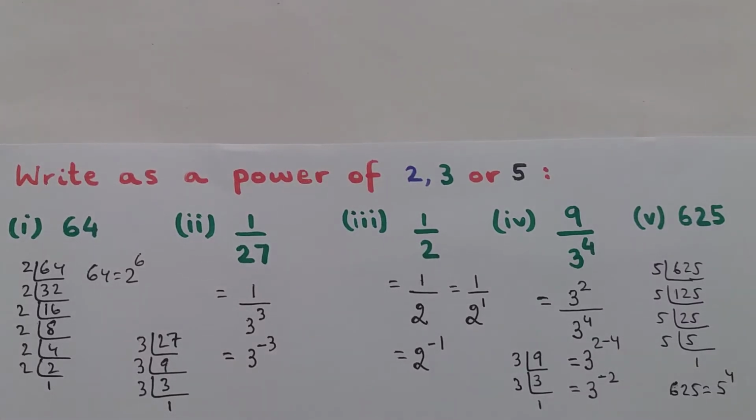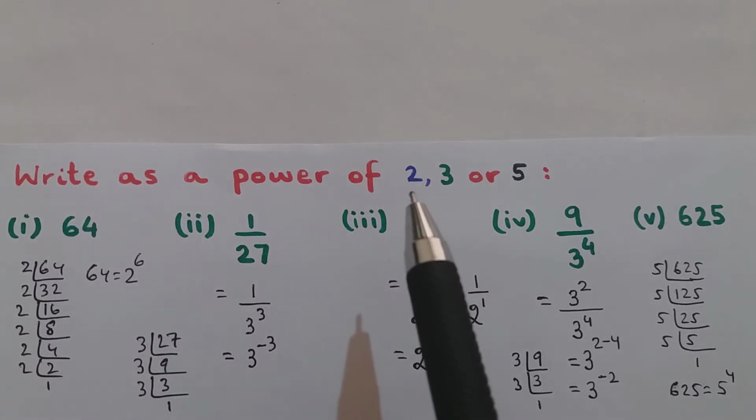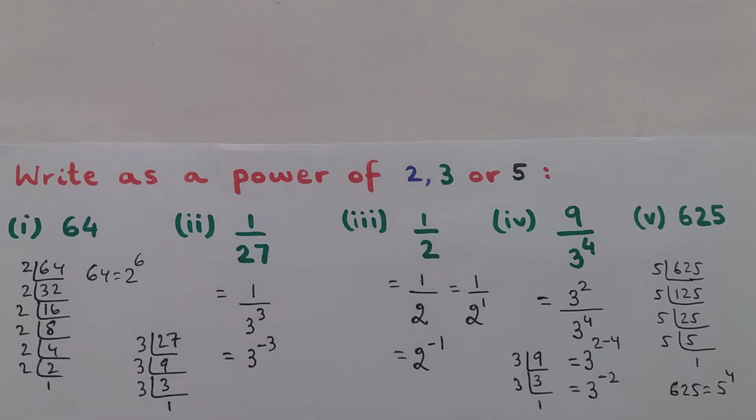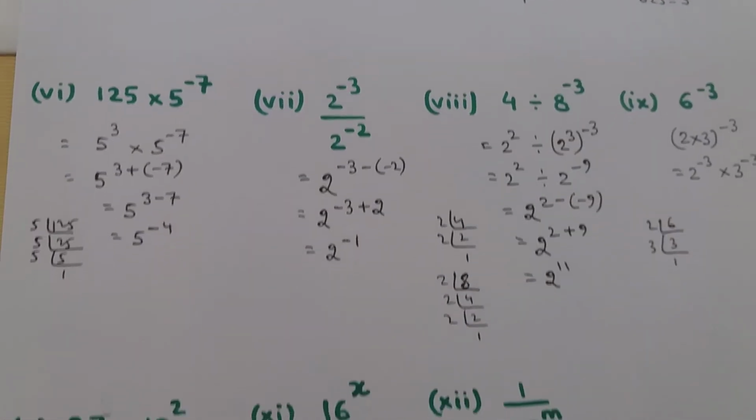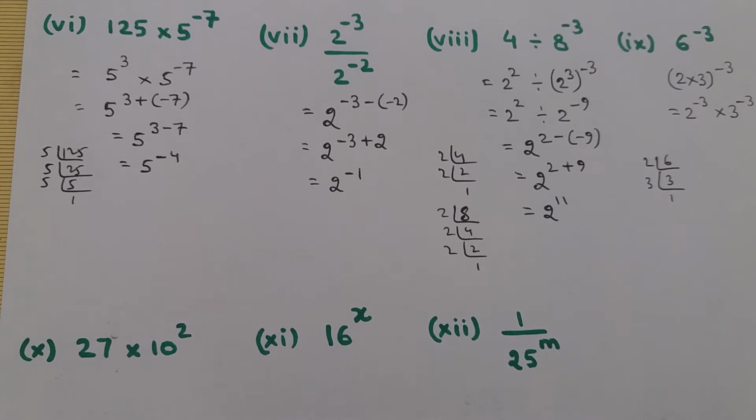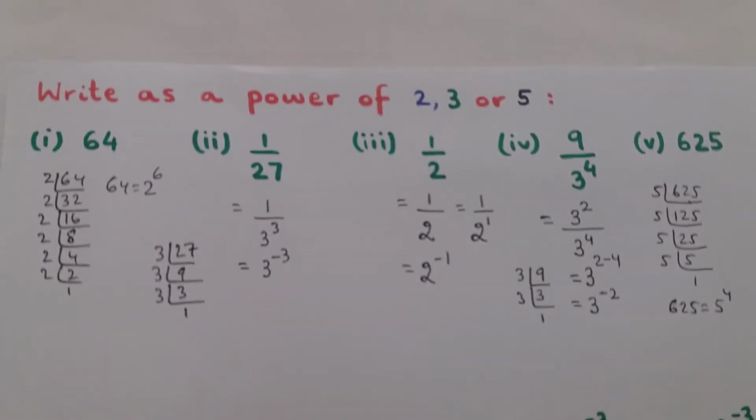Welcome. In the previous video, I have done a few questions where I have written the expression as a power of 2, 3 or 5. In this video, I will do a few more questions on the same concept. So here I am going to write 27 into 10 square as a power of 2, 3 or 5.